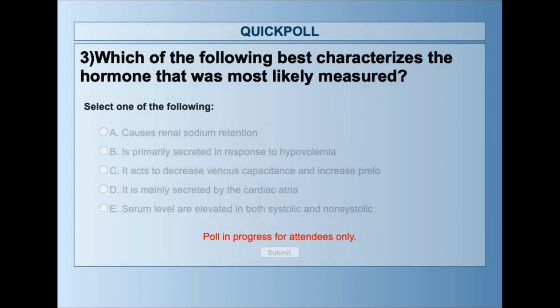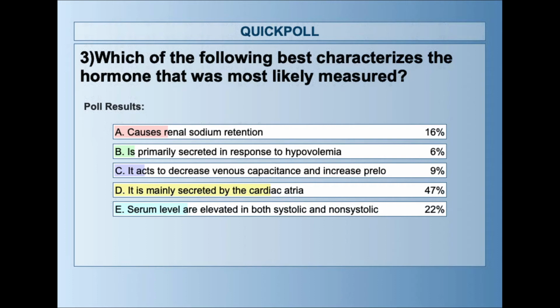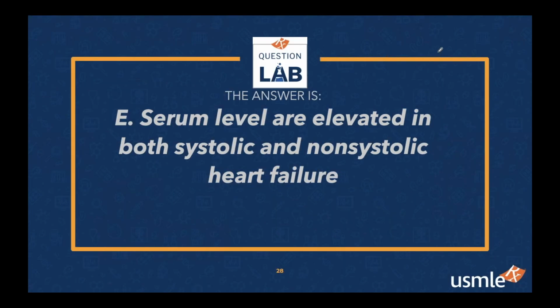All right, well, let's take a look and see what you selected. 47% of you selected it is mainly secreted by the cardiac atria, and 22% of you selected serum levels are elevated in both systolic and non-systolic heart failure. So let's take a look and see what the correct answer is. And the correct answer is E, and 22% of you got it right. Serum levels are elevated in both systolic and non-systolic heart failure.